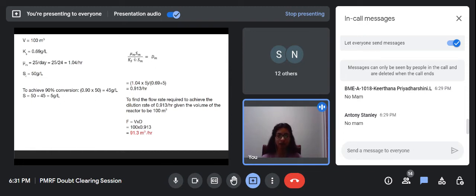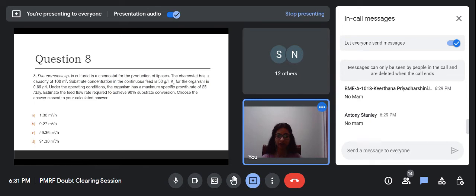All right. Now you have this formula where μm times Sm divided by Ks plus Sm equals Dm, right? So you have everything that you need here. What you're finding is the dilution rate, right? So Dm is the dilution rate. Okay. So μm is 1.04 per hour times Sm, in this case 5, divided by Ks, which is 0.69, plus again 5, which will give you 0.913 per hour. That is the dilution rate.